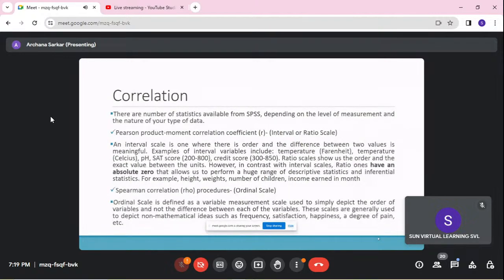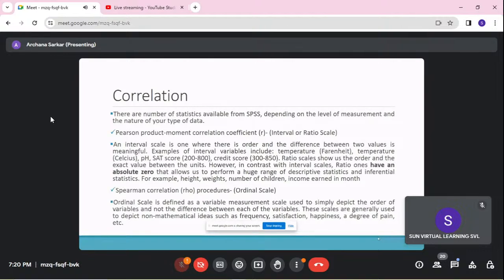There are a number of statistics available from SPSS depending on the level of measurement and the nature of your type of data. So again, there are two kinds of correlation. One is the Pearson product moment correlation, and the second one is the Spearman correlation. If your measurement scale is interval or ratio, then you can use the Pearson product moment. And if you have ordinal data, then you can use the Spearman correlation.